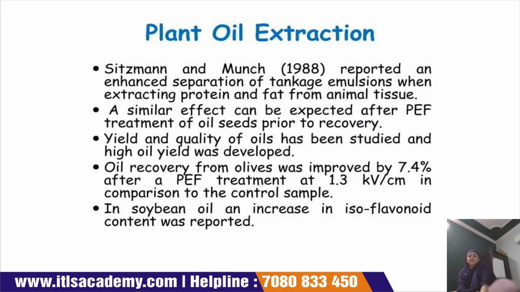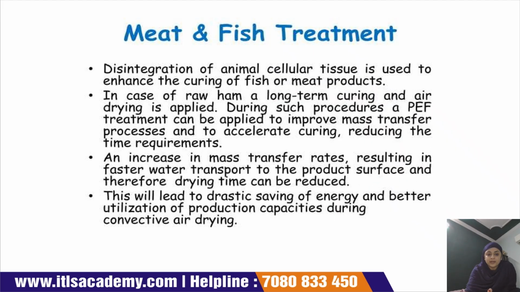Plant oil extraction. It was invented in 1988 by Sitzman and Mertz. They reported the separation of the tankage emulsion when extracting protein and fat from animal tissues. Oil recovery from olives was improved by 7.4% after the treatment of pulsed electric field at 1.3 kV per centimeter in comparison to the control sample. Soybean oil also increases the isoflavonoid content, which was reported.